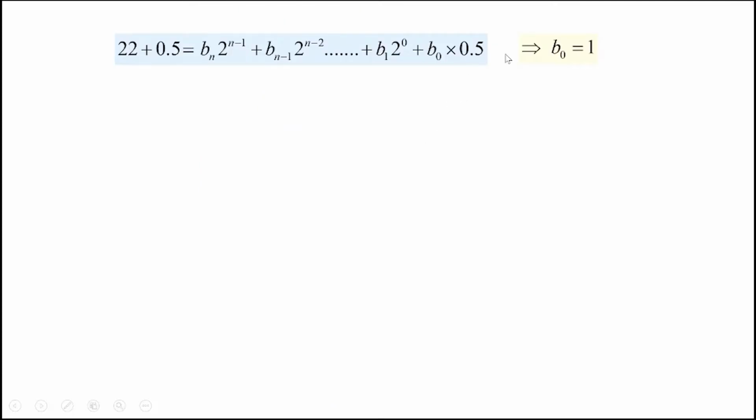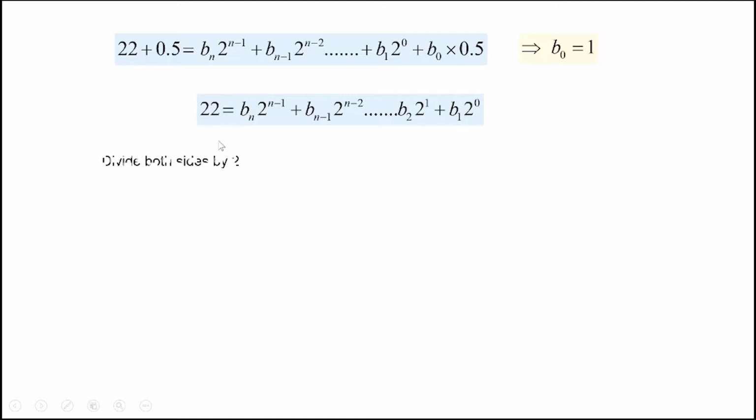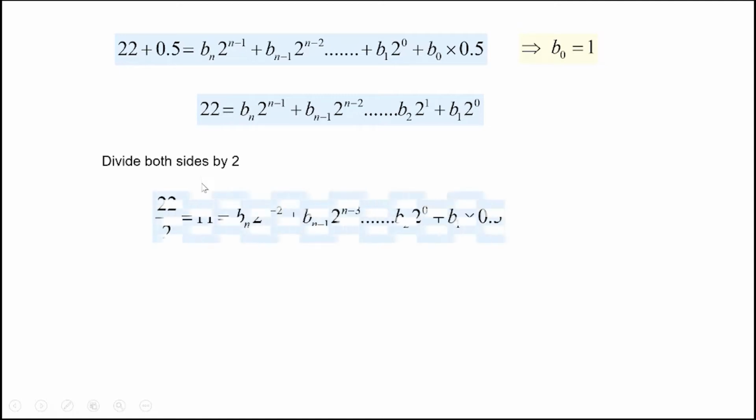So once we figured out B0 is 1, we can take B0 out here and then focus on 22. So we know that 22 must be equal to the rest of the number here. So let's focus on this. Now it's an iterative method. The procedure that we use for finding B0, we can use to find B1 also. So let's divide by 2. We divide both sides by 2 here. So we get 11.